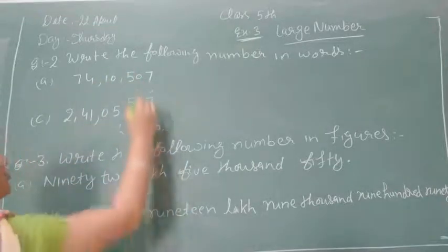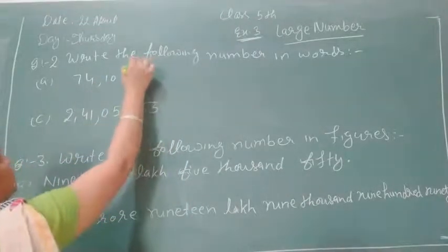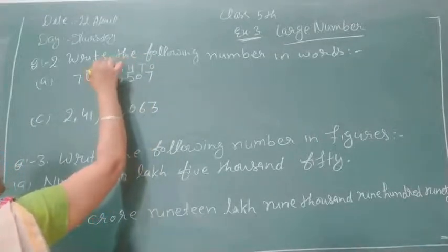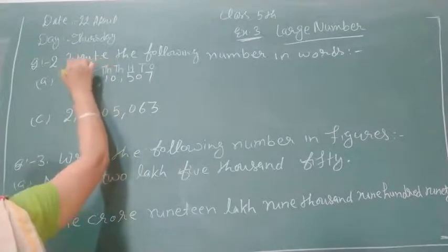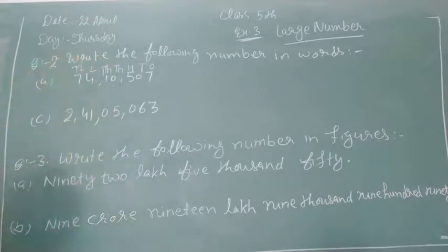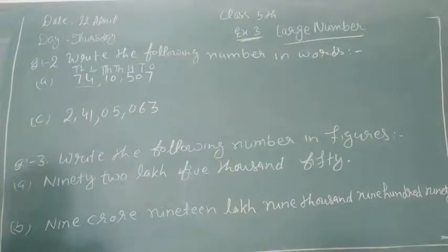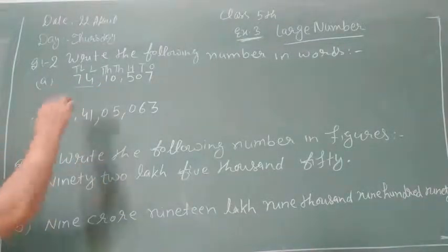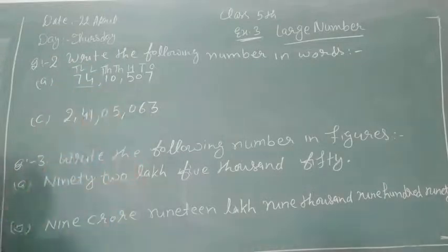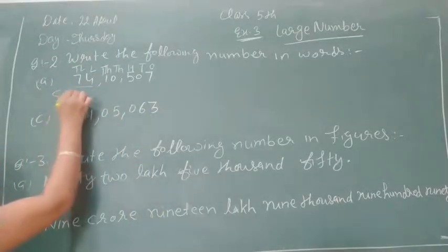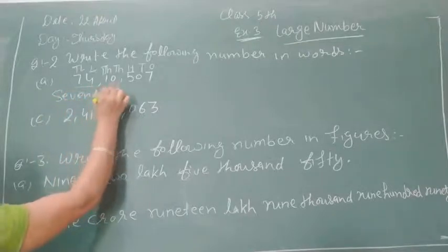74,10,507. First of all, we write here the places: ones, tens, hundred, thousand, 10,000, lakh and 10 lakh. Now we start to write in words. Then it becomes 74, a two-digit number, and it belongs to the period of lakhs. So we write here 74 lakh.